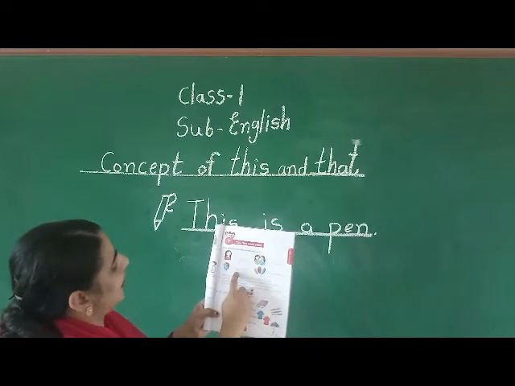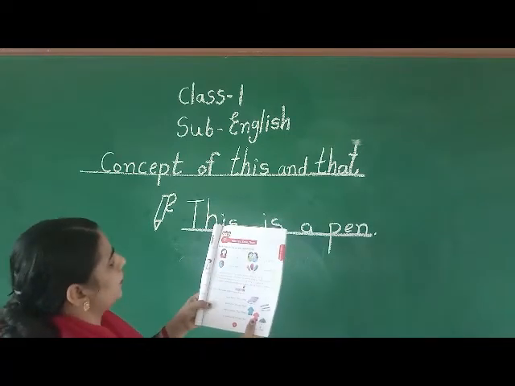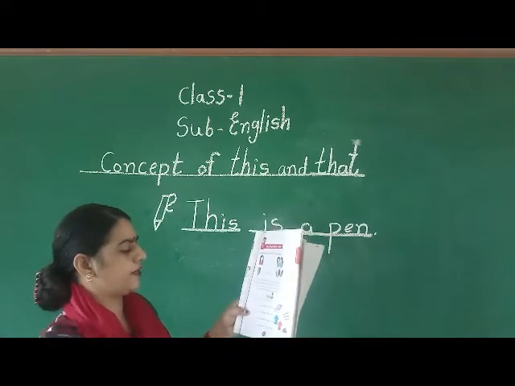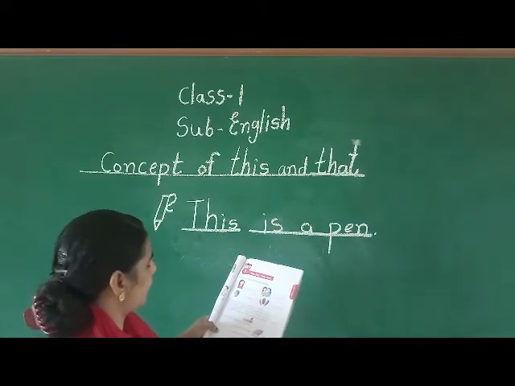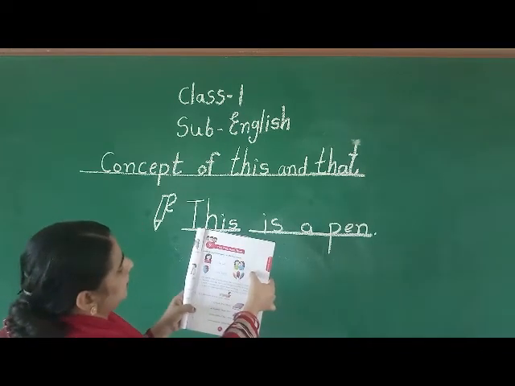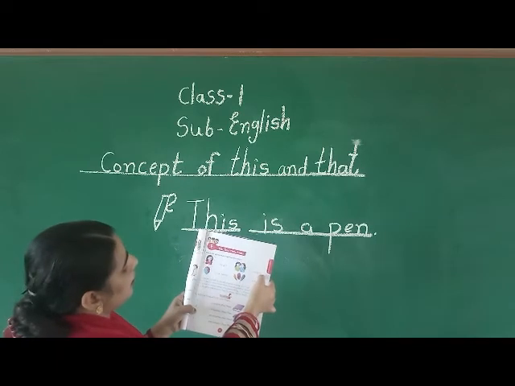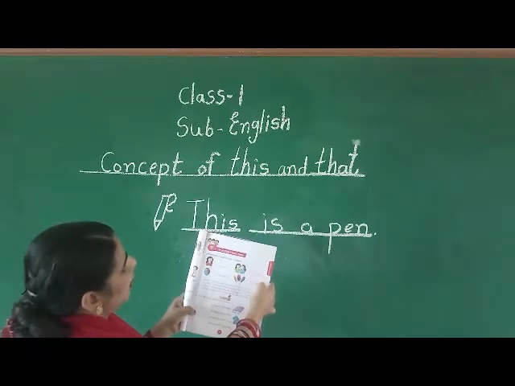Now see, that is a balloon. That is a balloon. If it is far away, then what will we write? That. Now see here, these are girls. These are girls and those are balloons.